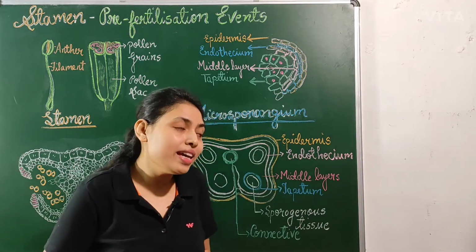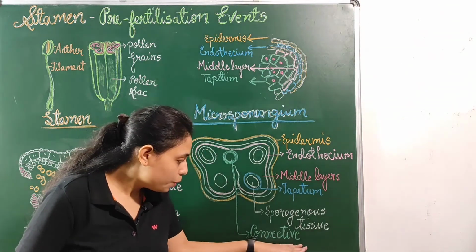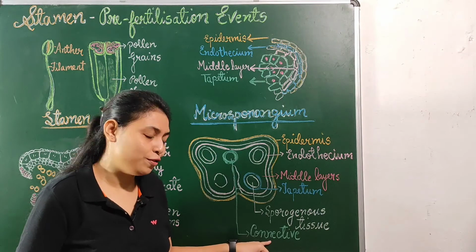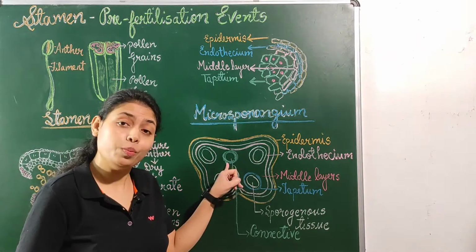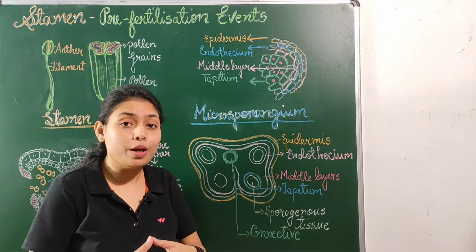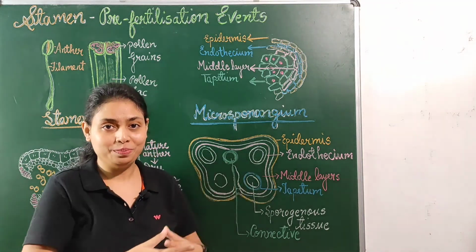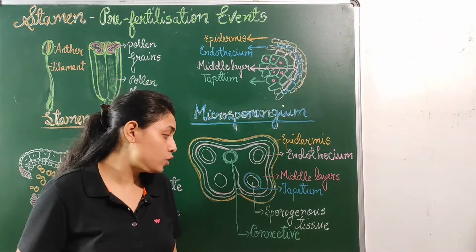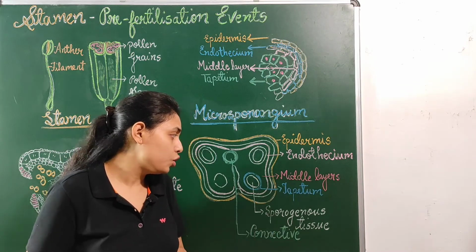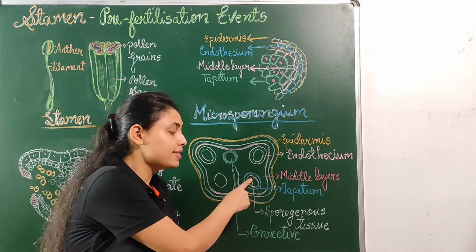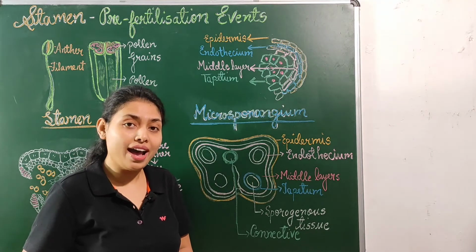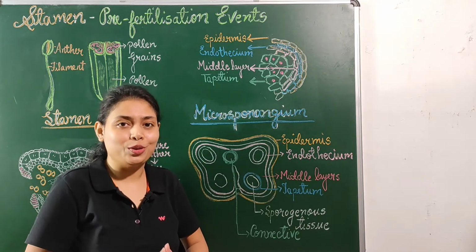Now, as you can see, there is one special labeling, connective tissue. Now, what is connective tissue? Connective tissue is that special tissue which connects the 2 lobes of an anther. Now, moving to the next one is sporogenous tissue. The tissue which is present inside the tapetum is known as sporogenous tissue.